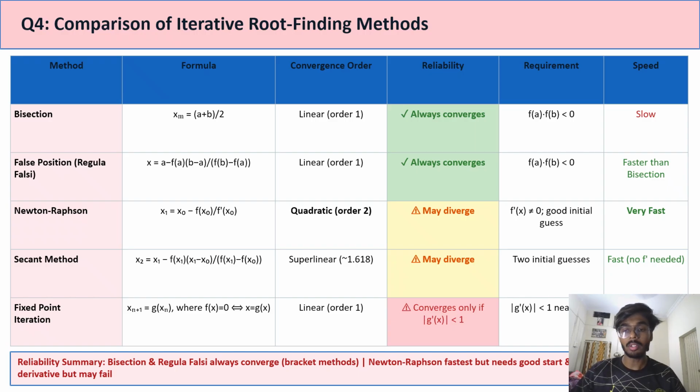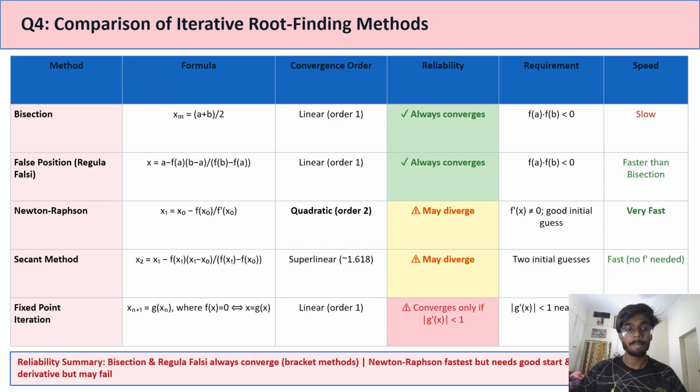Another method for root calculation is the regula falsi method. Regula falsi evaluates the root by calculating a slope. The formula is a minus f of a times b minus a, divided by f of b minus f of a. It also gives order of convergence 1. It always converges and gives us the root of the given polynomial. It is faster than bisection, but still slow. If bisection takes 14 iterations to find a root, regula falsi will take approximately 8 or 10 iterations to find the same equation's root.